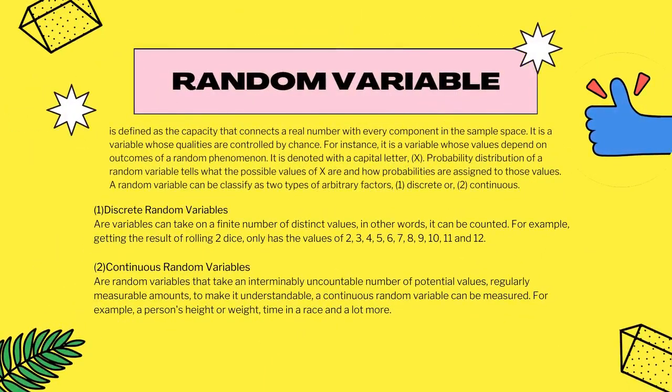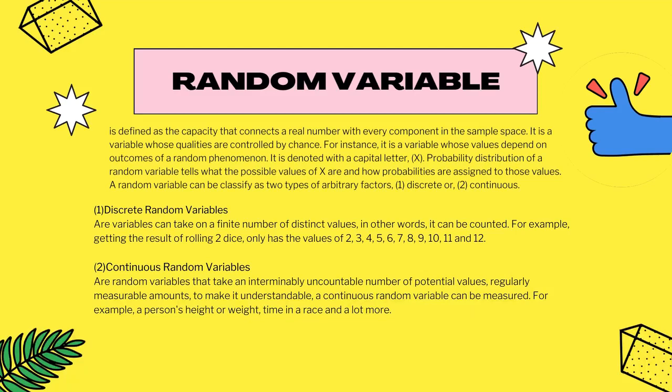A random variable is defined as a function that connects a real number with every element in the sample space. It is a variable whose values are controlled by chance. In other words, it is a variable whose values depend on outcomes of a random phenomenon. Discrete random variables are variables that can take a countable number of distinct values. In other words, they can be counted.